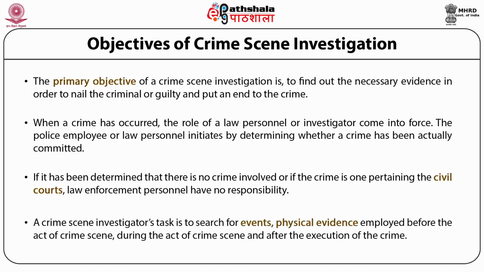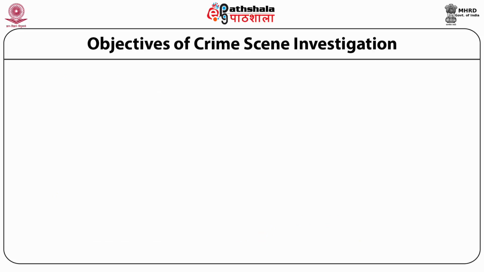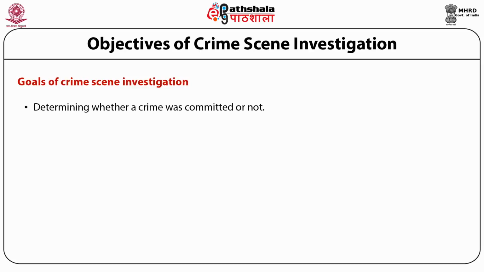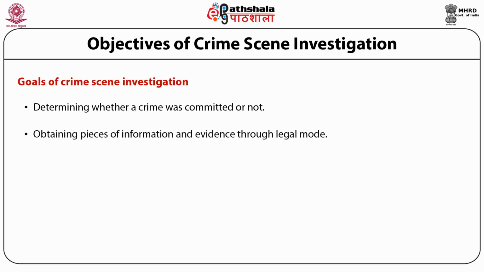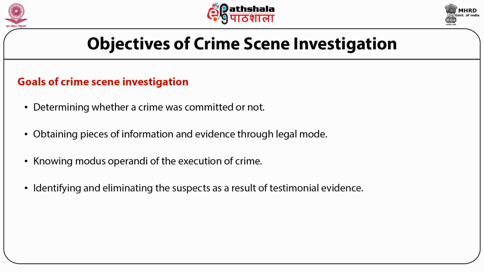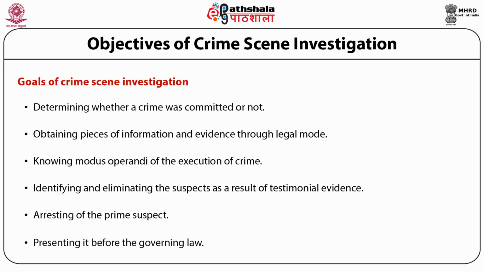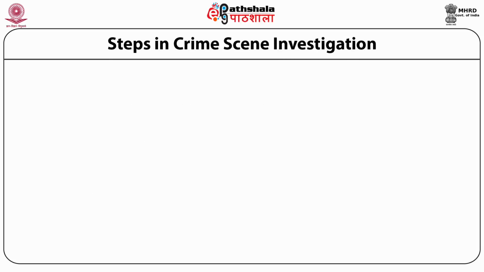Therefore, a crime scene investigator's task is to search for events and physical evidence before the act of crime, during the act of crime, and after the execution of crime. The primary goals of crime scene investigation include determining whether a crime was committed or not, obtaining pieces of information and evidence through legal mode, knowing the modus operandi of the execution of crime, identifying and eliminating the suspect as a result of testimonial evidence, arresting the prime suspect, and presenting it before the governing law. Who is responsible for crime scene investigation?